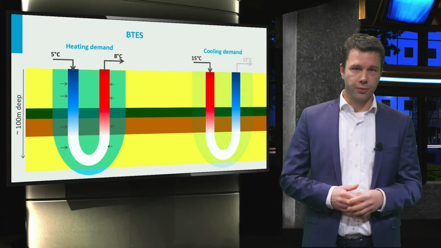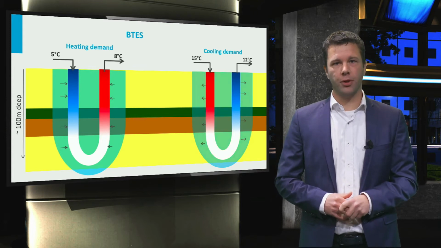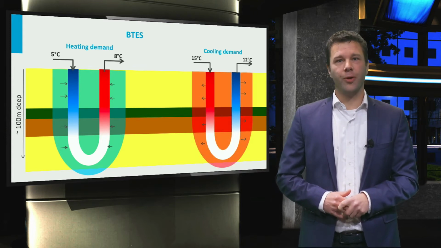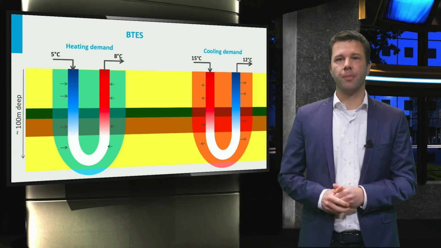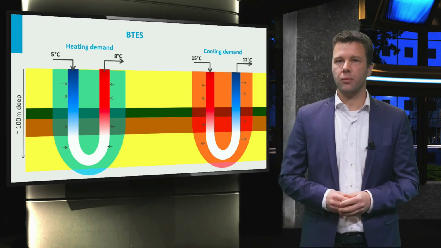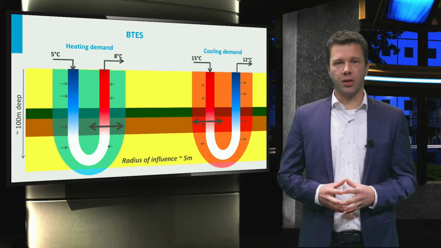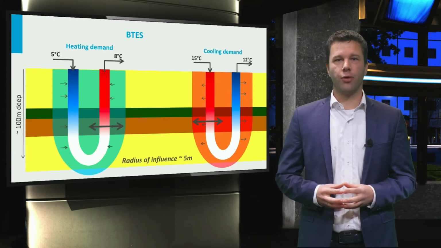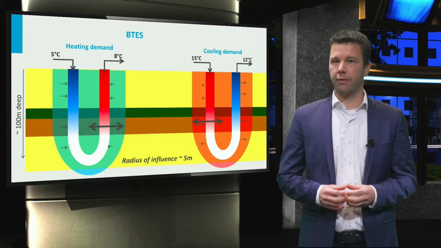During the warm periods of the year, relatively warm water is pumped through the tubes. This becomes colder and is used to cool the building. The sediments around the borehole now become warm. The diameter of the sediment volume experiencing significant thermal influence is limited, about 5 meters.